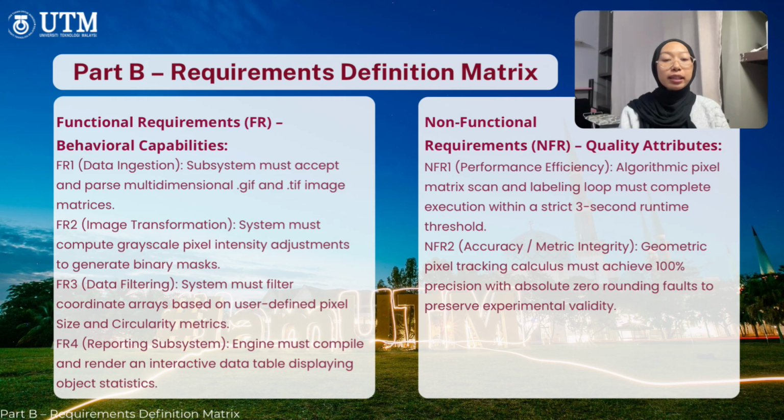Let us look deeply into the system requirements matrix. In professional software engineering, a common failure point is treating requirements as a simple checklist. For a scientific platform like ImageJ, we must analyze the direct operational dependencies between functional capabilities and non-functional quality attributes. For example, under functional requirements 2 and 3, the user relies on the system to transform grayscale pixels into a binary mask and filter them based on geometric criteria like size and circularity. This capability is completely dependent on our 2 non-functional requirements.